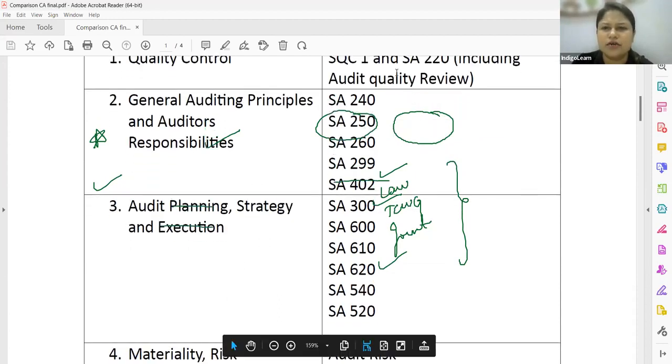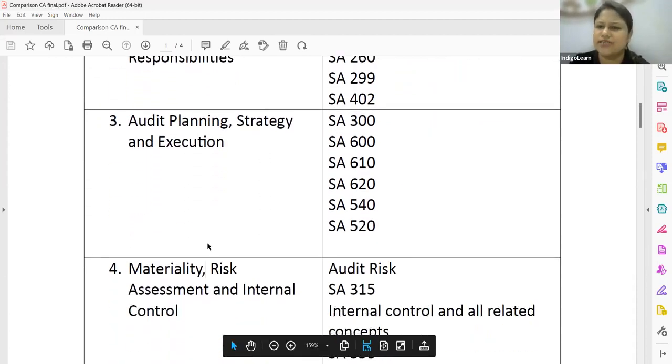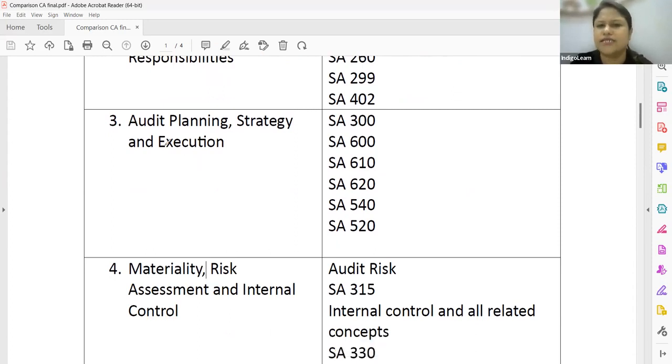Then we have the third one, which talks about audit planning, strategy, and execution. This will continue to remain the same because it is very important to understand planning, strategizing, and also how to execute the audit plan by preparing the audit program.